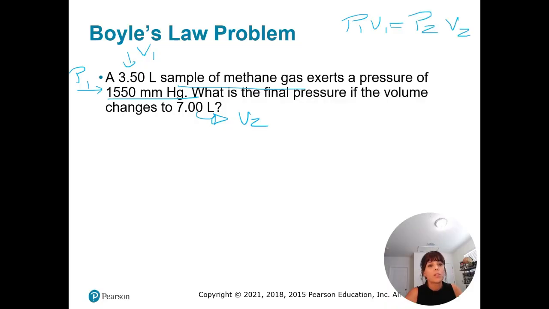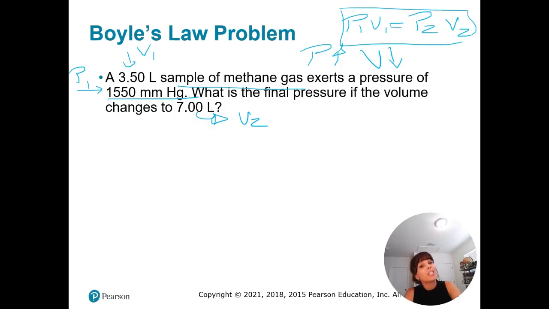And I know Boyle's law is this one over here. I also learned the concept that when I increase the pressure, the volume will decrease, and when I decrease the volume, the pressure will increase. What happened over here? My volume 1 is 3.50, my volume 2 is 7 liters. So what's going to happen with the pressure?